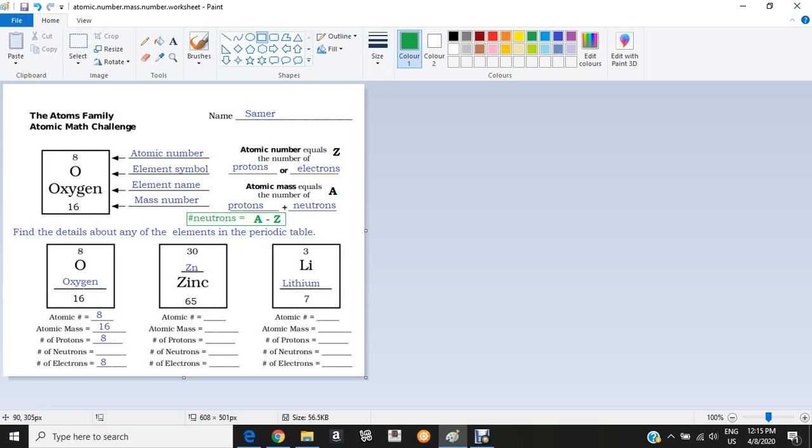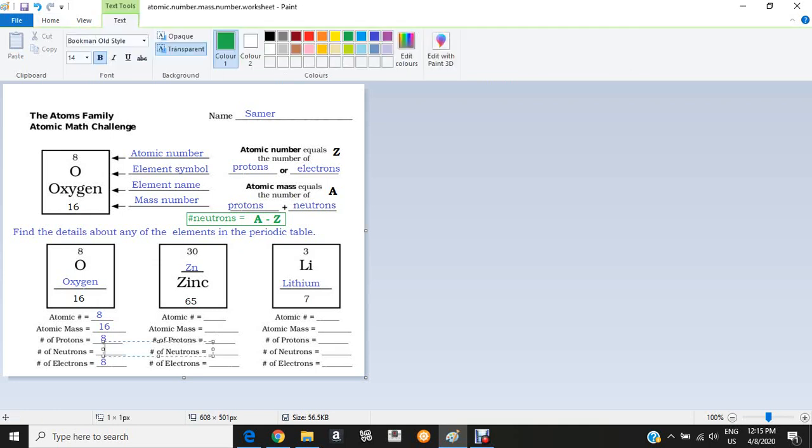I move here to oxygen. This is A, and this is Z. Atomic mass number 16 minus atomic number 8 is equal to 8. And there we go.